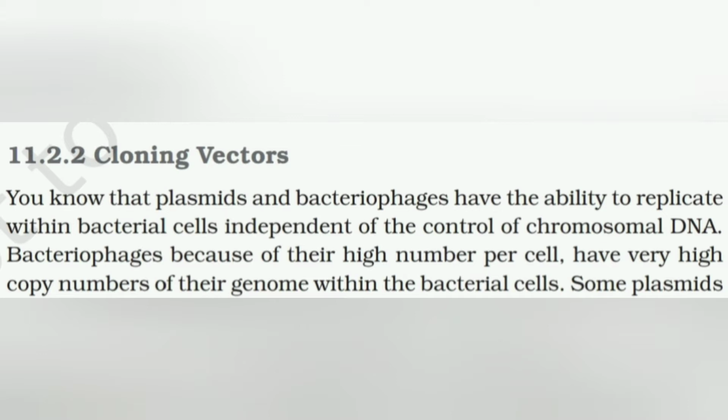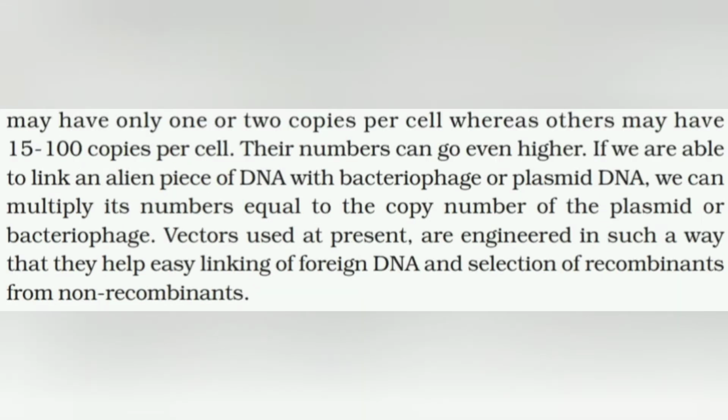We know that plasmids and bacteriophages have the ability to replicate within the bacterial cells, independent of the control of chromosomal DNA. So, extra-chromosomal DNA is plasmid. Bacteriophages, because of their high number per cell, have very high copy numbers of their genome within the bacterial cell. Some plasmids may have only one or two copies per cell, whereas others may have 15 to 100 copies per cell. Their number can go even higher.